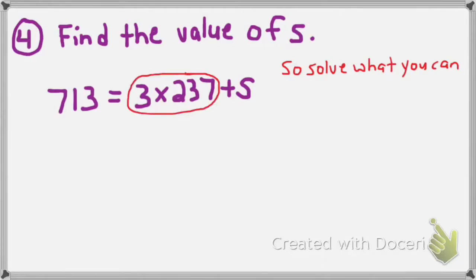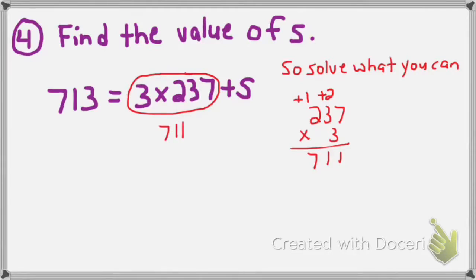And what I can solve is 3 times 237. I don't know that by heart, so I'll use some scrap paper. I always put the number with the most digits on top. So I'll say 237 times 3, and let's solve. 3 times 7 is 21. Put down the 1, carry the 2. 3 times 3 is 9, plus 2 is 11. Put down the 1, carry the 1. 3 times 2 is 6, plus 1 is 7. So 237 times 3 equals 711.